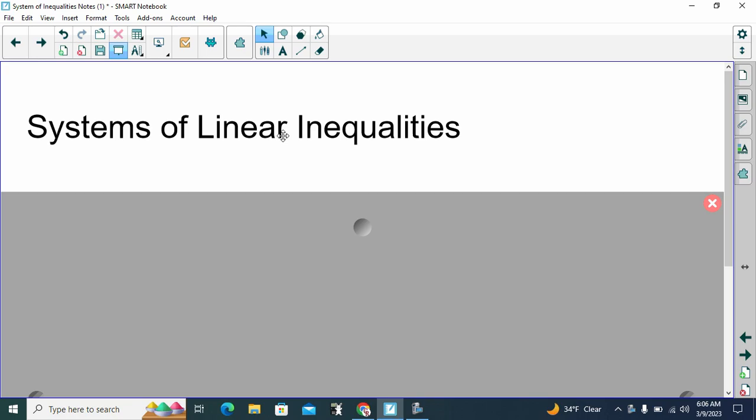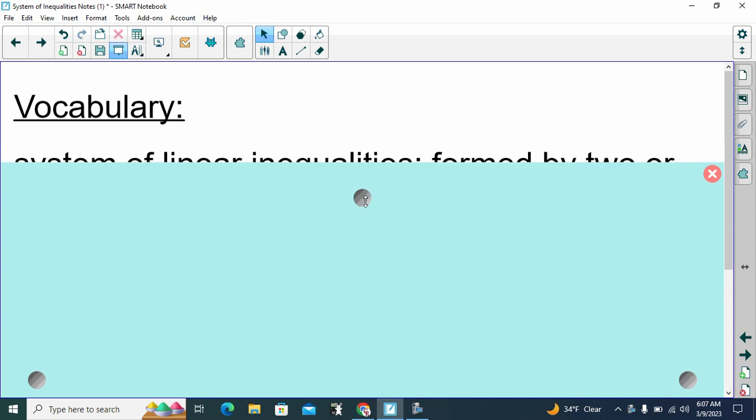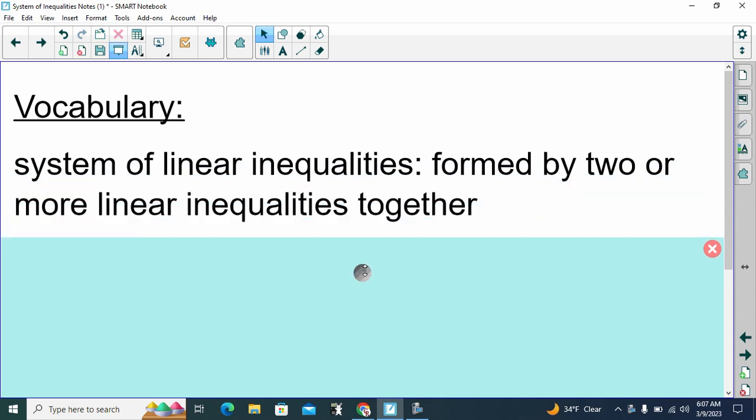So remember these inequalities, sometimes we had dashed lines, sometimes we had solid lines, and then we shaded. System means we're going to have two or more of them together. So starting with a little bit of vocabulary. System of linear inequalities are two or more linear inequalities put together.